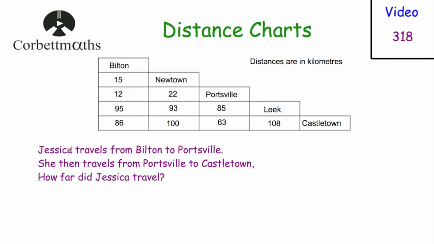Okay, so the question says, Jessica travels from Bilton, so here, to Portsville, which is here. So if we look at it, that's going to be 12 kilometres. Then she travels from Portsville to Castleton, so that's 63 kilometres. And the question says, how far does Jessica travel? So she's travelled 12 kilometres to get from Bilton to Portsville, and then from Portsville to Castleton, 63. So if we add them together, 12 plus 63 is equal to 75 kilometres. And that's it.